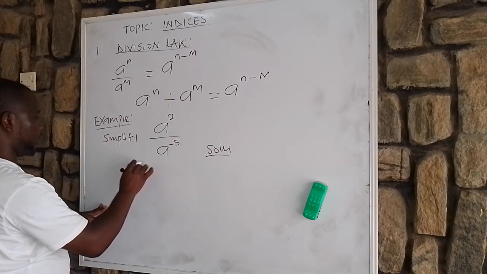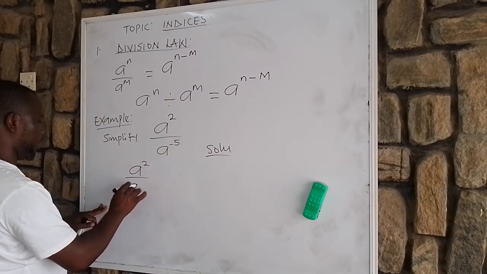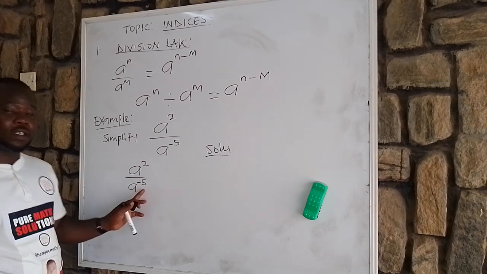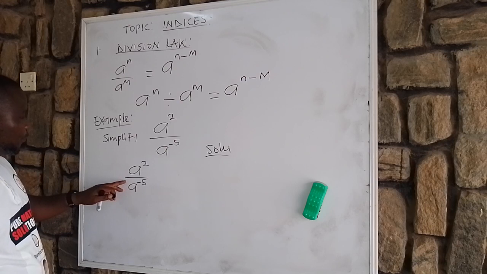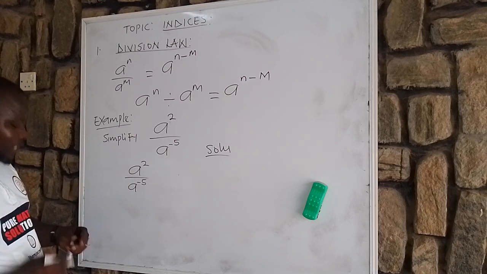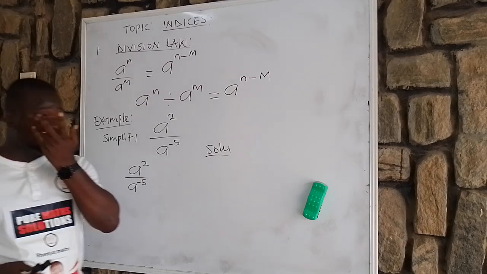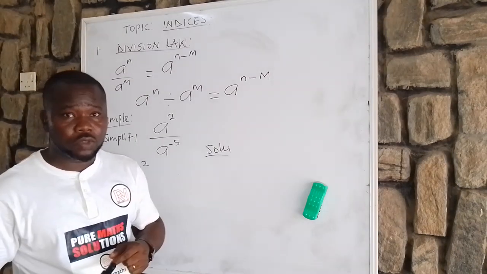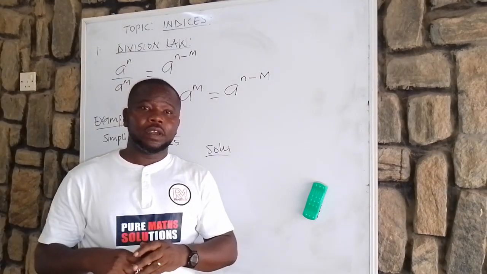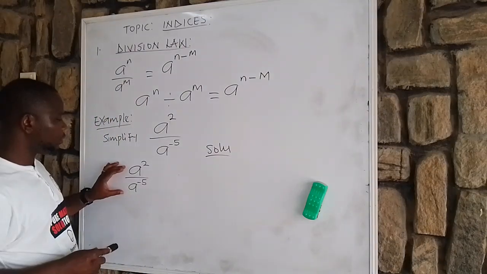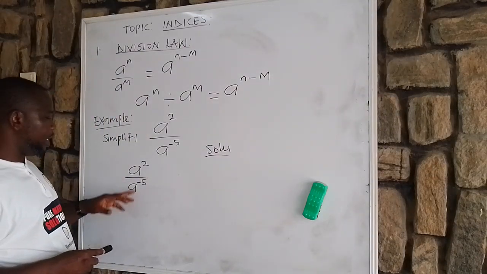A raised to the powers of 2 all over a raised to the powers of minus 5. True or false? Okay. Now, we are talking about what? Division. So if you come across an expression of this one, what are you supposed to do? What should first come into your mind?